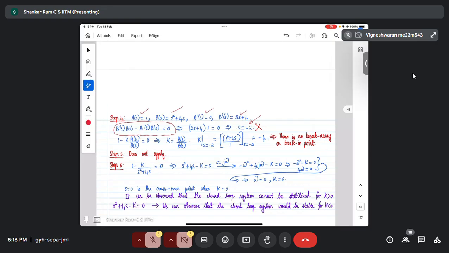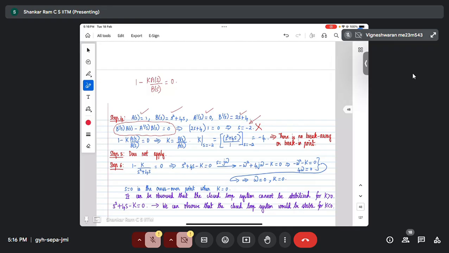While with negative feedback, we took s equals minus 2 as a breakaway point. You know what happened here? Now, please remember that the closed loop characteristic equation is of the form 1 minus k times A of s by B of s. Previously it was 1 plus k times A of s divided by B of s, right?